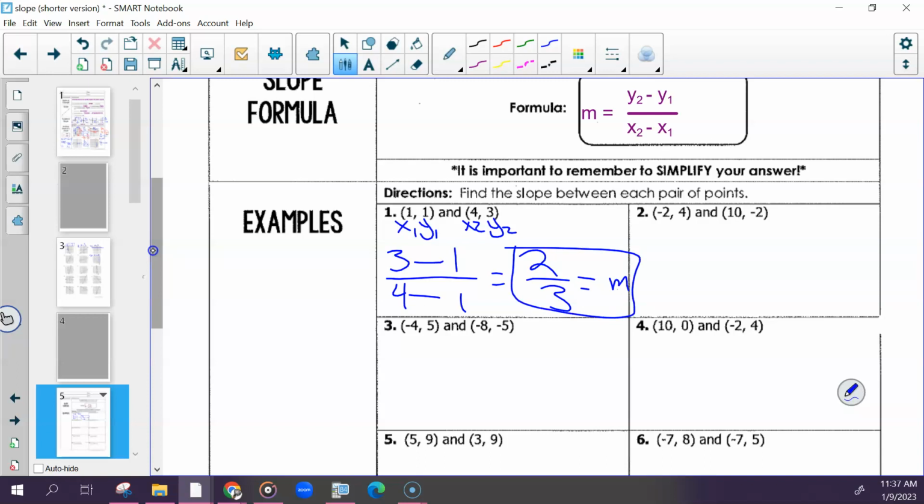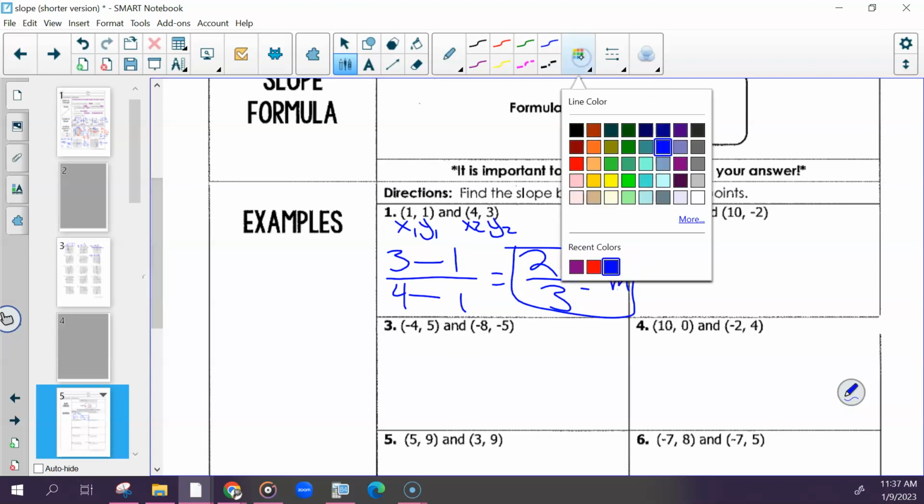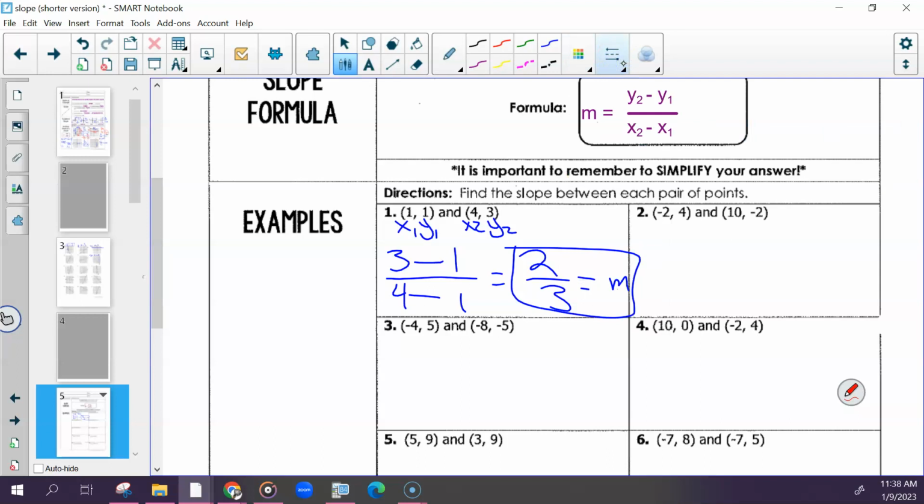Questions on that one? Let's do another, number 2. Same thing. You do not need to label them, but if it helps you, definitely keep doing that.